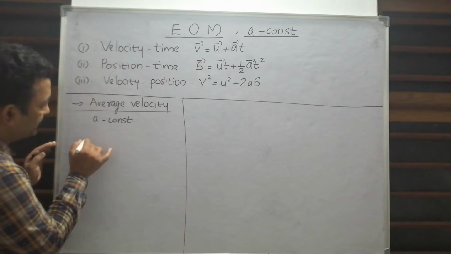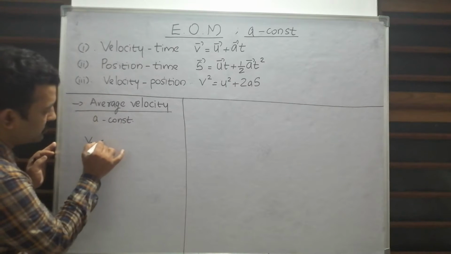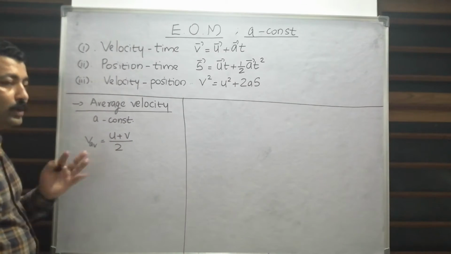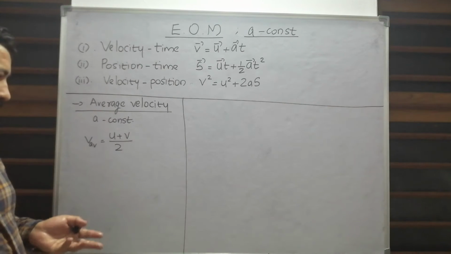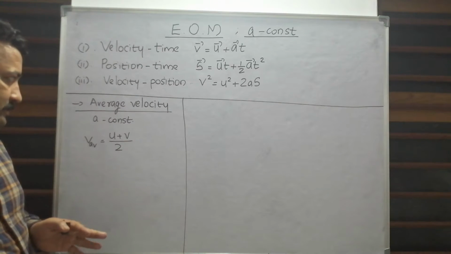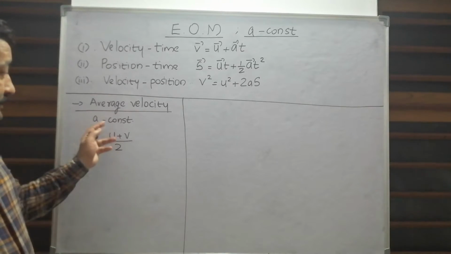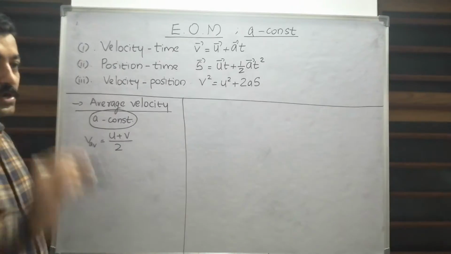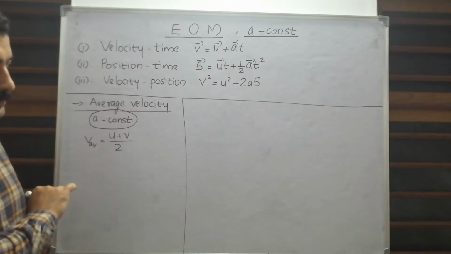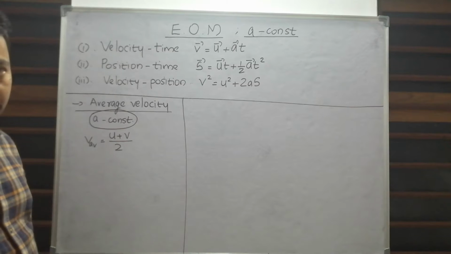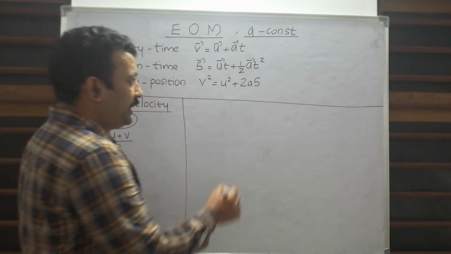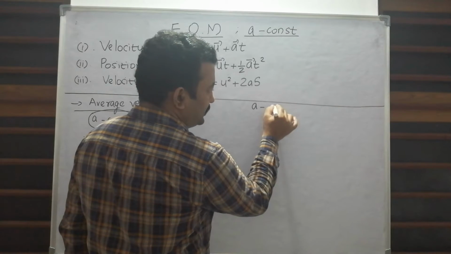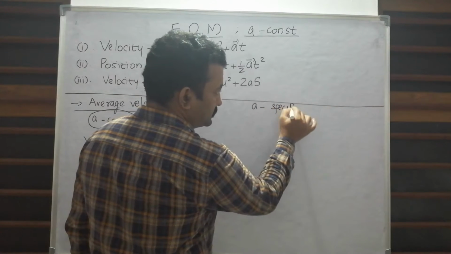The average velocity has the expression u plus v divided by 2, where u and v have their usual meaning, that is initial and final velocities. This is applicable only when the acceleration of the particle is constant and it is given in the problem. But what if that is not given, or nothing is mentioned about acceleration? We don't know anything specific about acceleration.